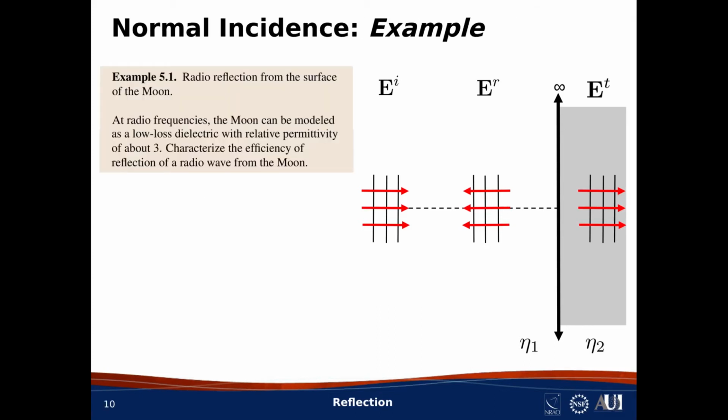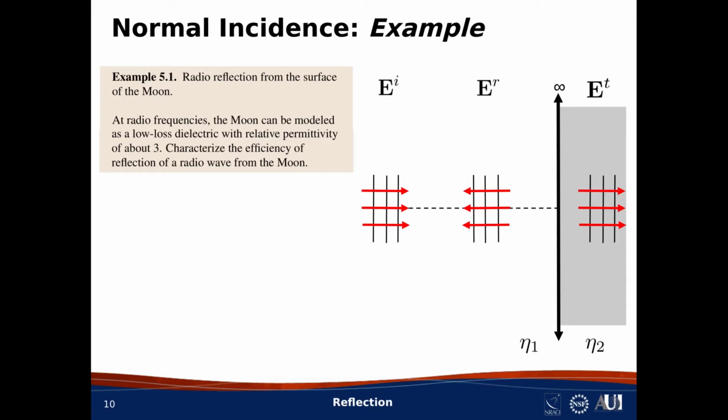Okay, now for an example. We're going to consider reflection of radio waves from the surface of the moon. This example fits our assumptions very well. Any wave radiated by a source near the Earth will appear locally planar by the time it reaches the moon, so the plane wave assumption is valid. Not perfect, but certainly good enough.